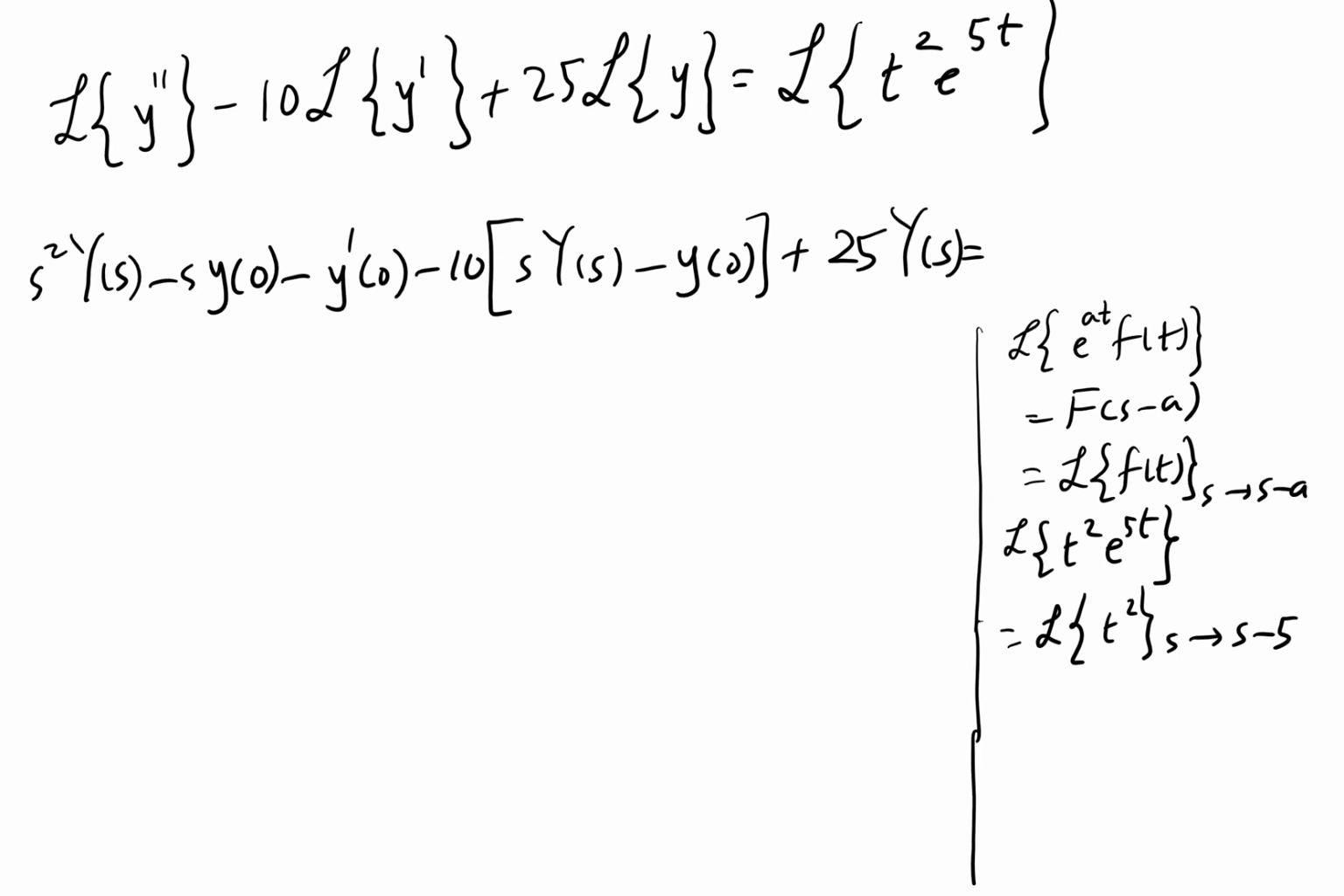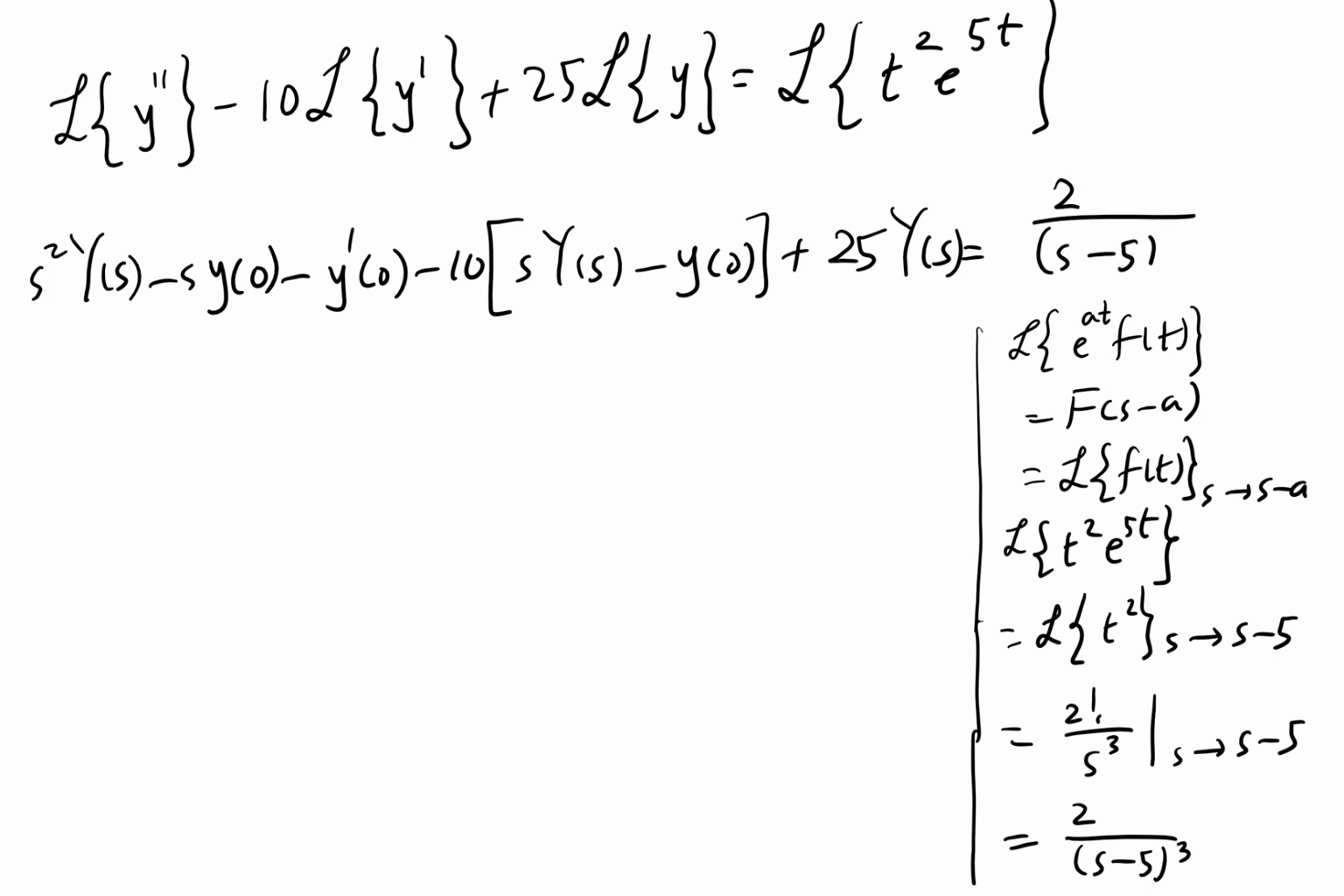And the Laplace of t squared is 2 factorial over s to the third, where s gets replaced with s minus 5. 2 over s minus 5 to the third power. So that goes here, 2 over s minus 5 to the third power.